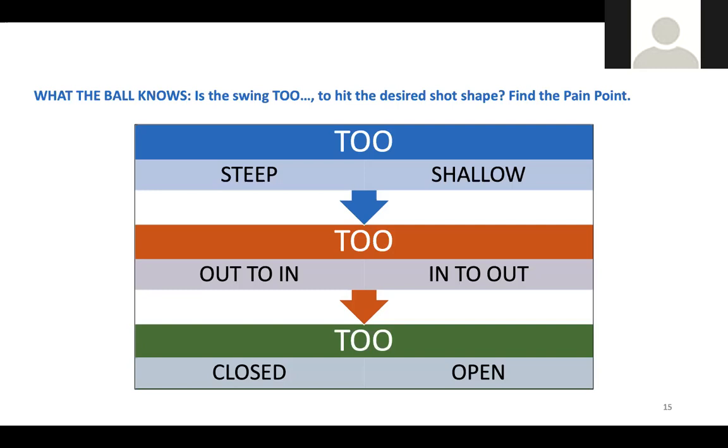So like I said, the swing does not have to be too steep or too shallow. That part could be just right. But the path could be too in to out and the face too closed to hit the desired ball flight, or too in to out and too open. All of those things can go through that little world. So I'm analyzing that immediately.